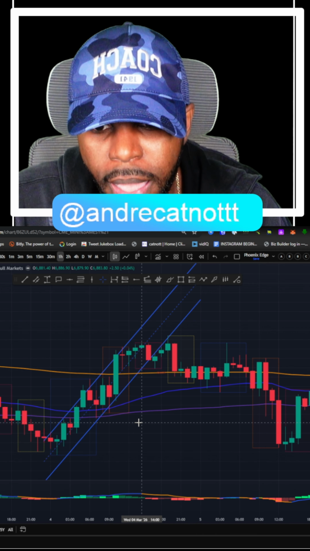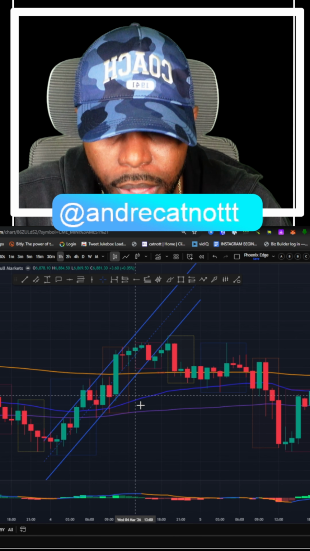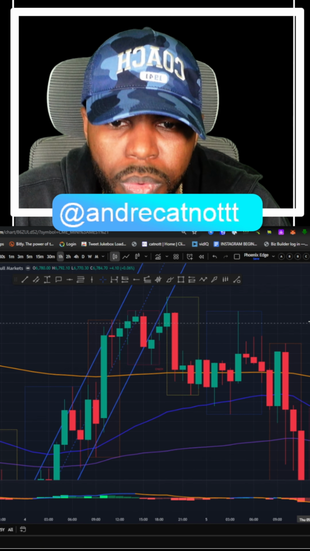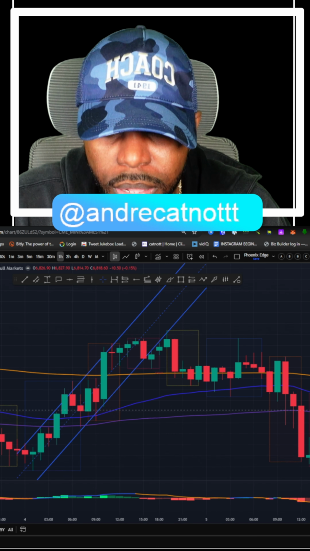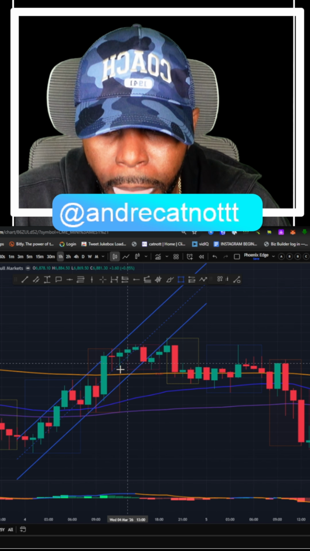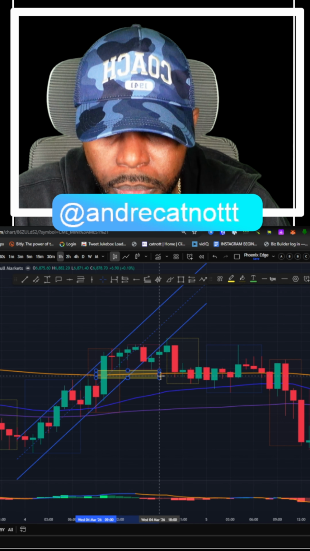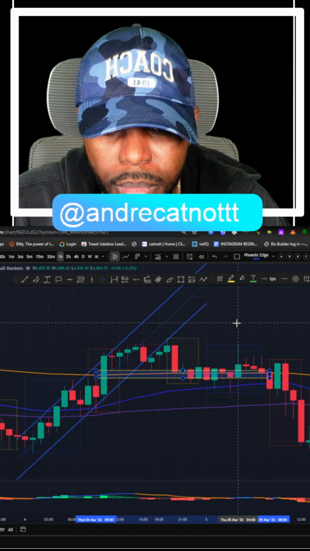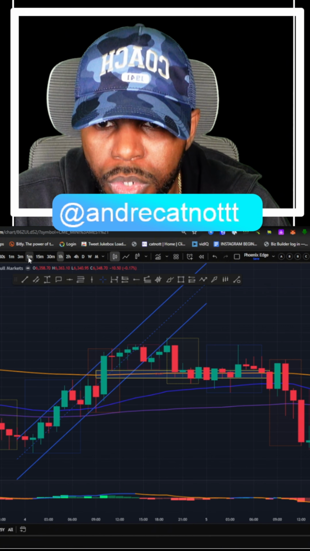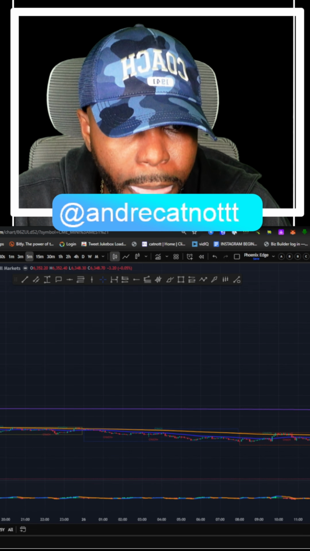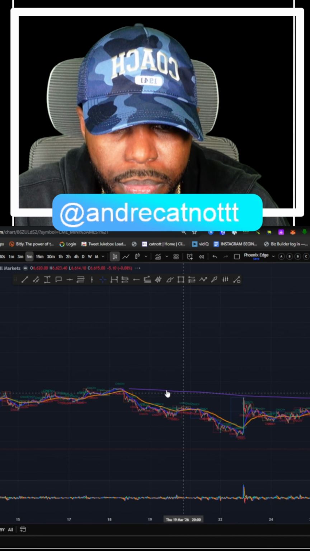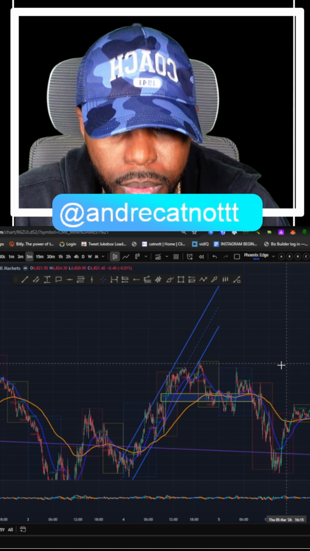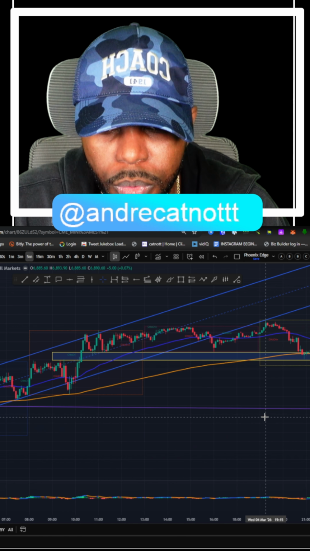Okay, so we got a parallel channel here. Now all we got to do is look for a bullish fair value gap here on the 1 hour. So I think a cleaner one would have been right here. Okay, I see a bullish fair value gap right there. We'll make it blue. Boom. Now we go to the 5 minute chart and find our setup. Okay, our setup is right here. So we got our setup here.